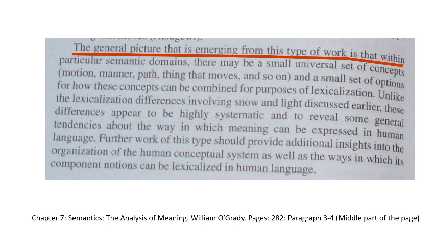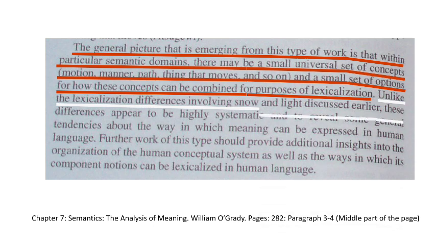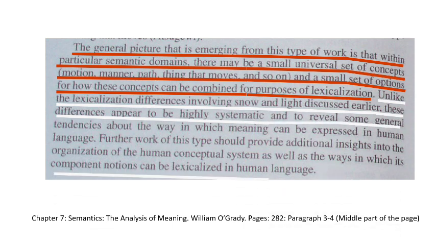The general picture that is emerging from this type of work is that within particular semantic domains, there may be a small universal set of concepts, motion, manner, path, thing that moves, and so on, and a small set of options for how these concepts can be combined for purposes of lexicalization. Unlike the lexicalization differences involving snow and light discussed earlier, these differences appear to be highly systematic and to reveal some general tendencies about the way in which meaning can be expressed in human language. Further work of this type should provide additional insights into the organization of the human conceptual system, as well as the ways in which its component notions can be lexicalized in human language.